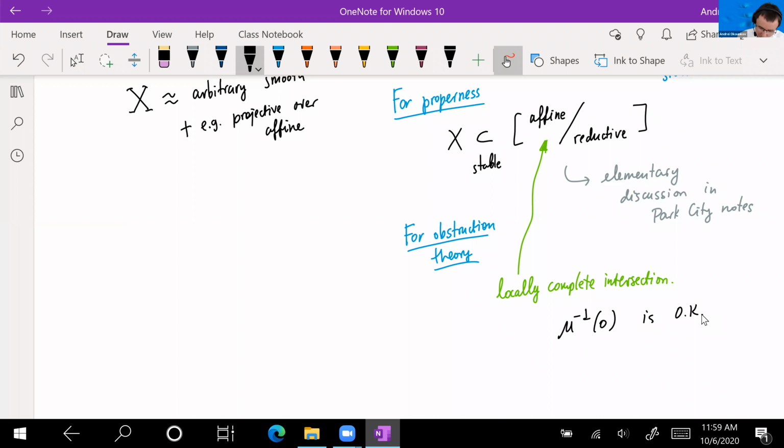The point of having B is to have the number of equations be equal to the codimension.